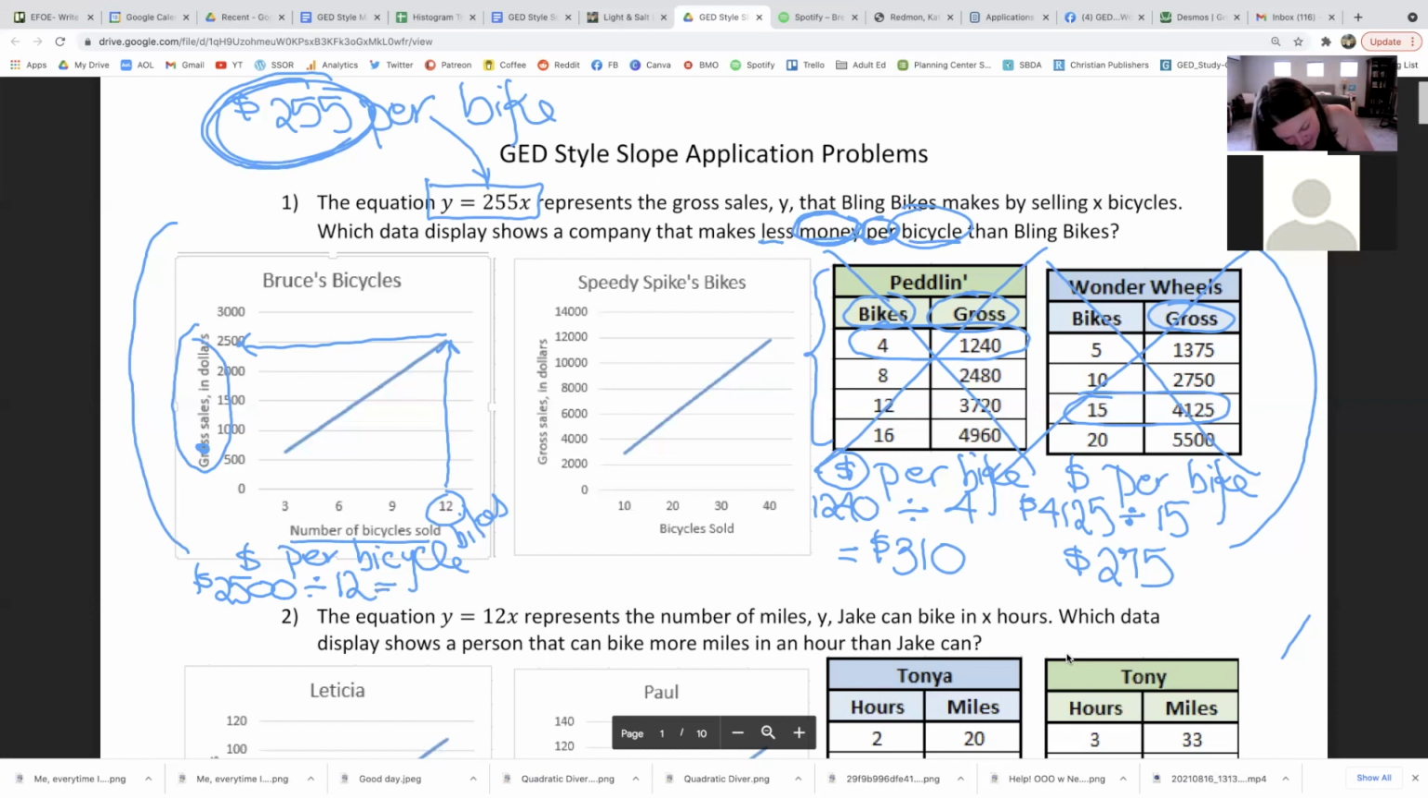And look at this. This is super exciting. $208. And, you know, we see this 0.333, but I approximated, so no wonder I got an ugly number. But I'm making about $208 per bike. That's looking good. That looks like it's less money per bike than Bling Bikes, which made $255.